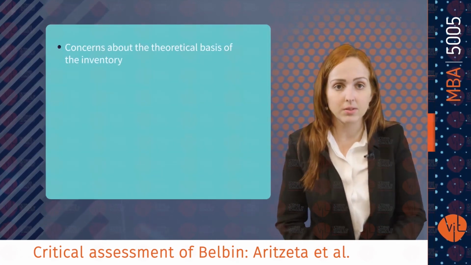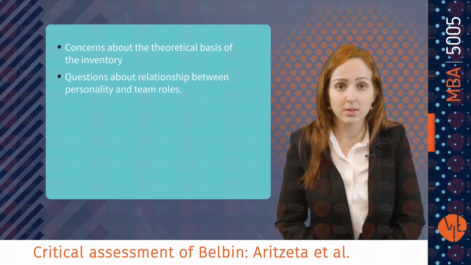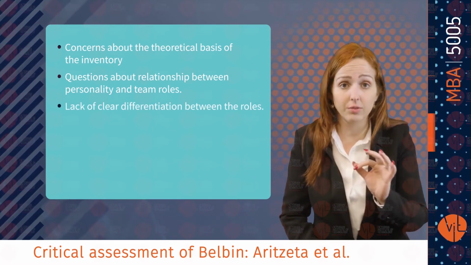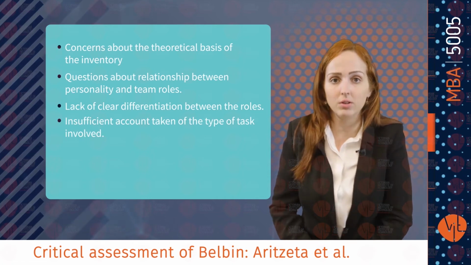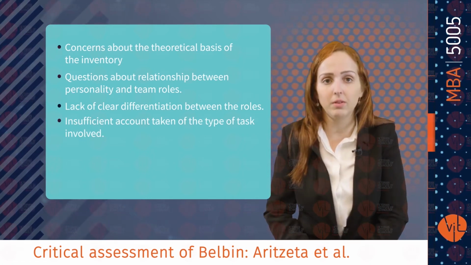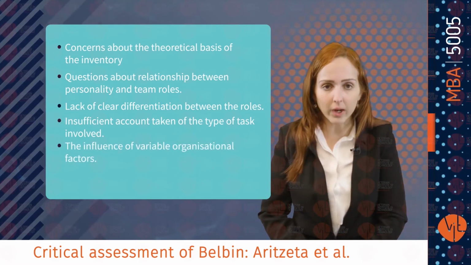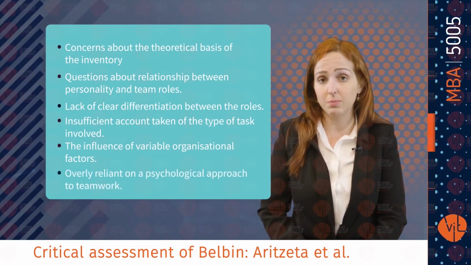Now we move on to a critical assessment of Belbin. There are concerns about the theoretical basis of the inventory. There are questions about the relationship between personality and team roles. There pretty much is a lack of clear differentiation between the roles, and obviously there is an insufficient account taken of the type of tasks or responsibilities that may be involved. Then we have the influence of variable organisational factors, and obviously it's overly reliant on the psychological response to teamwork.